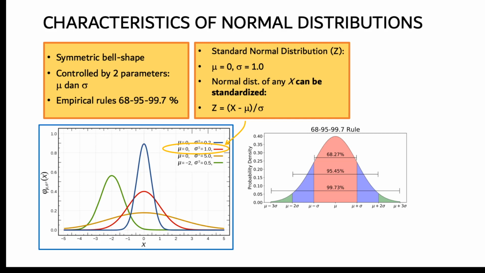However, if the mean is set or standardized to 0 and the standard deviation is set or standardized to 1, then what is obtained is a very special normal distribution. We call it the standard normal distribution, or also known as the Z distribution. The normal distribution of any random variable x can be standardized using the formula.